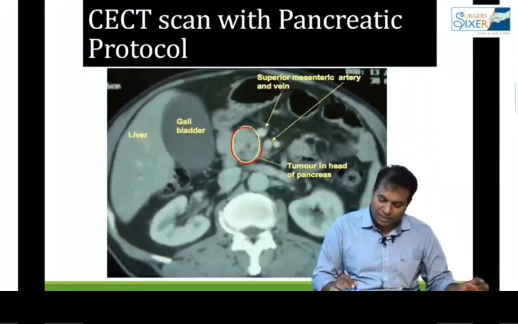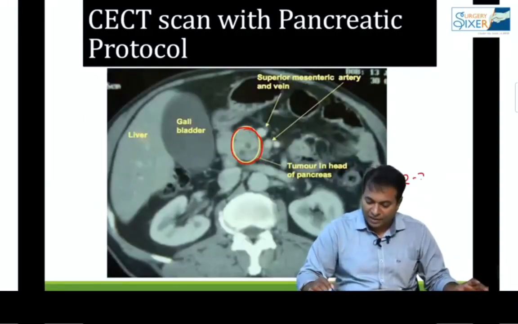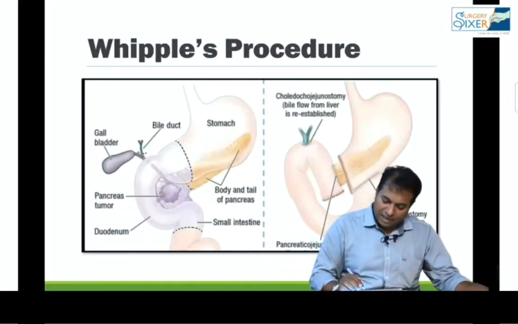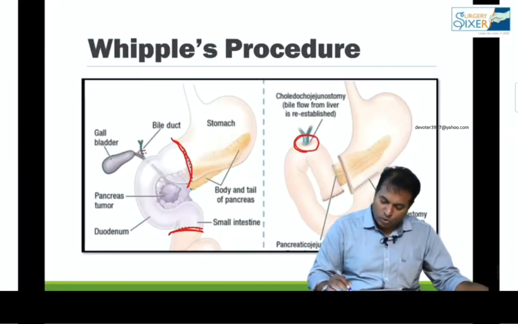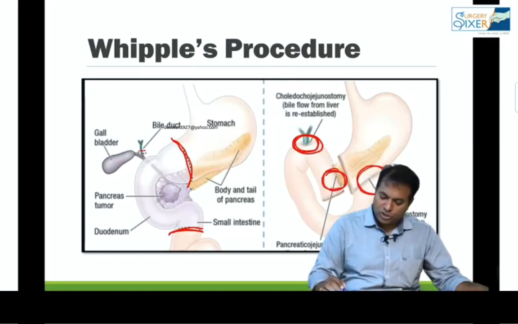So this is a CT scan showing a tumor in the pancreatic head. We should do pancreatic protocol CT, where a 2 to 3 millimeter cut is made at the level of pancreas, and this is a typical Whipple's operation. You can see the stomach is cut here, duodenum, jejunum is cut here, and we remove this, and we have done 3 anastomosis: hepatico-jejunostomy, gastro-jejunostomy, and pancreatico-jejunostomy. This is typical Whipple's operation.